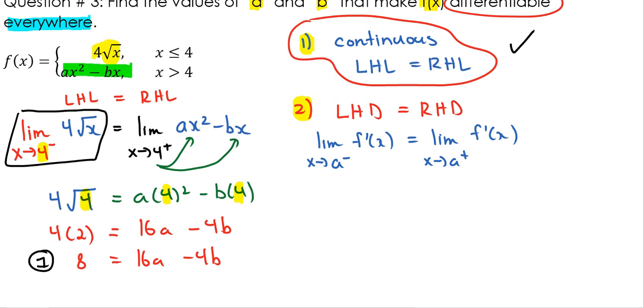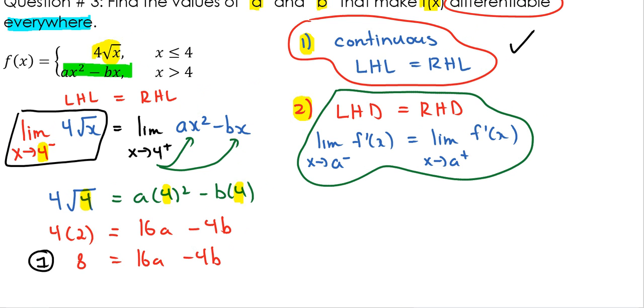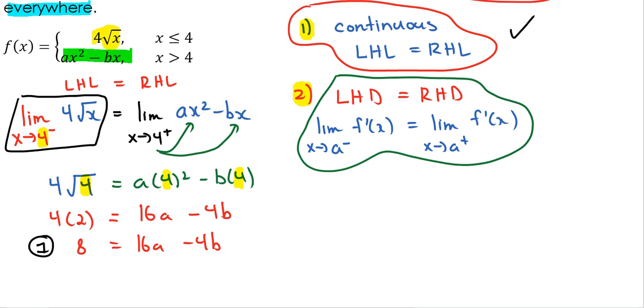Now let's go ahead and do part 2, where I need to show that the left-hand derivative equals the right-hand derivative. Okay, so this will be the limit. Let me write my limit statements again. So this is the limit as x approaches, well, the value of a in this case, once again, that's going to be 4. So this is 4 from the left of f prime of x.